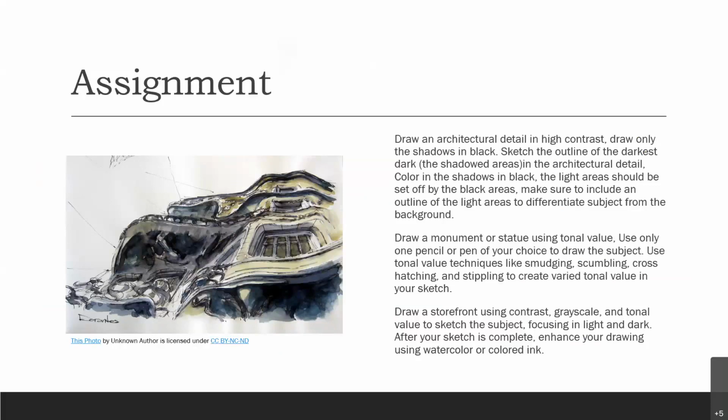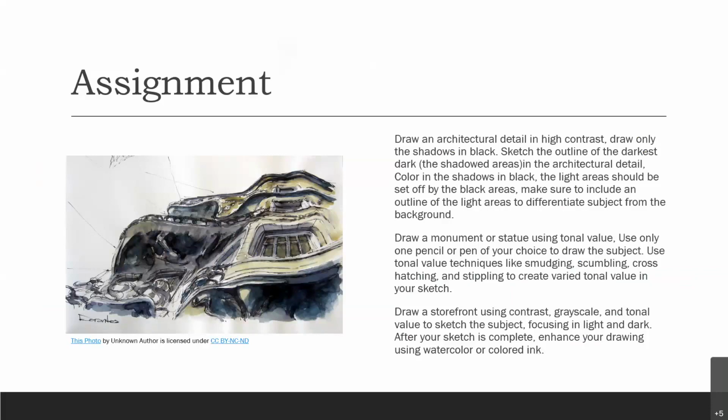Draw a monument or statue using tonal value. So get out your pen and ink or black and white ink, paint, watercolor paint, and draw a monument just using the tonal value. One pencil. Use only one pencil or pen of your choice to draw the subject. Use tonal value techniques like smudging, scumbling, cross-hatching, and stippling to create that varied tonal value in your sketch.